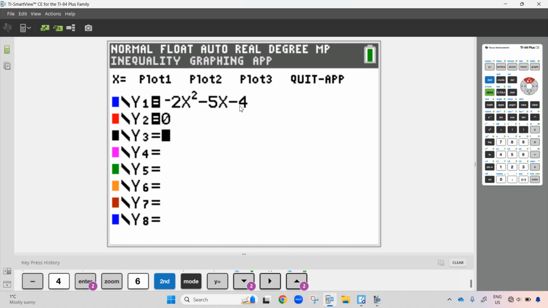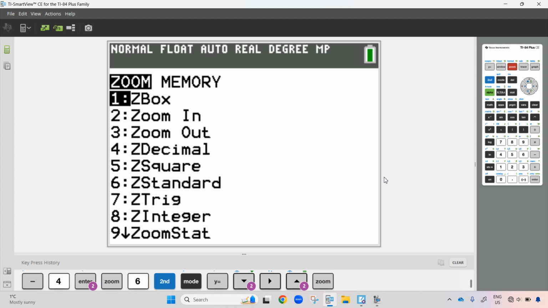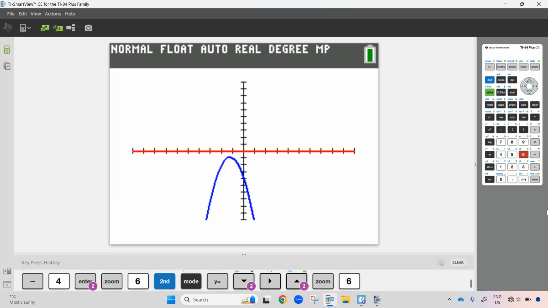Negative 2x squared minus 5x minus 4 in y1, 0 in y2. Now I can see that this is a parabola that opens down. It has a y-intercept at -4. So I think that my standard window setting is good. So I'm just going to do zoom 6 for my standard window setting. And I can see all the points, the vertex and the y-intercept. Notice there is no x-intercepts.